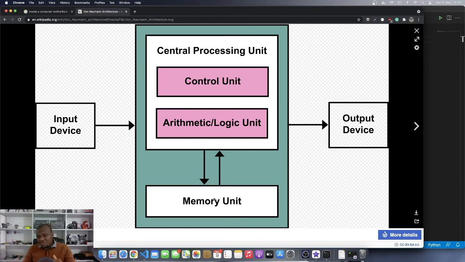And then we have this memory unit. This memory unit is very important because that is where your program instructions are going to be sitting after they are loaded from the hard drive. And also that is where you can write program statements that are going to store some information into your RAM. And we'll start talking about that very soon.